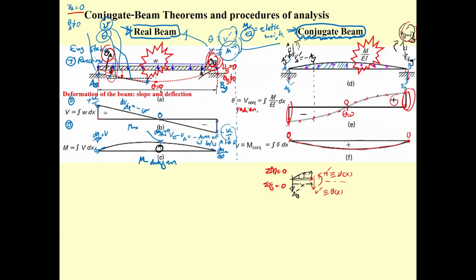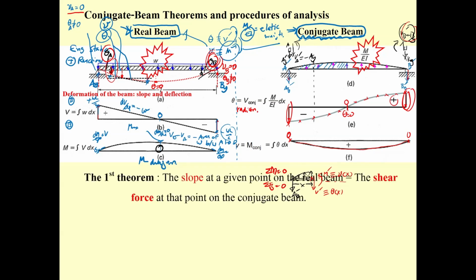So based on this consideration, Professor Otto said we have two theorems. The first theorem: the slope at a given point on the real beam is equal to the shear force at that point on the conjugate beam. Again, the slope on the real beam is equivalent to the shear force on the conjugate beam.